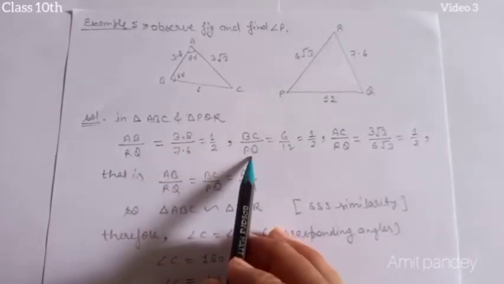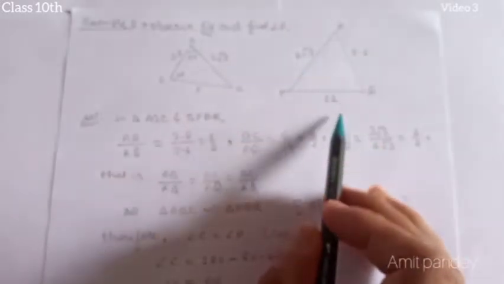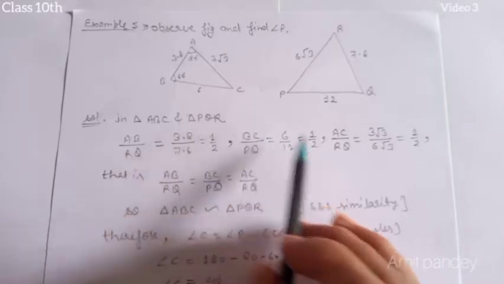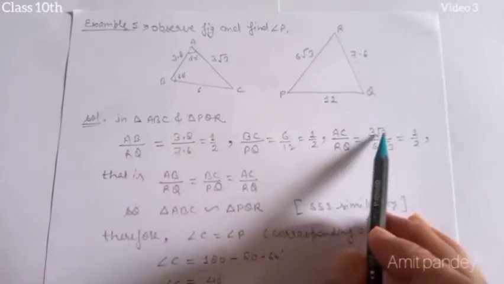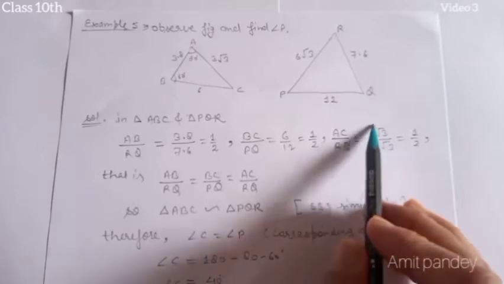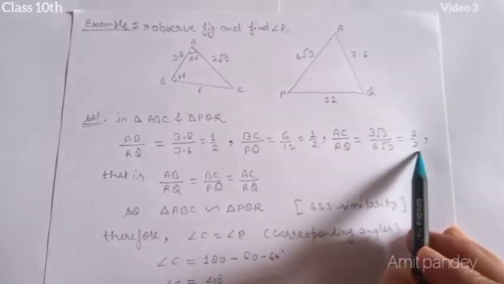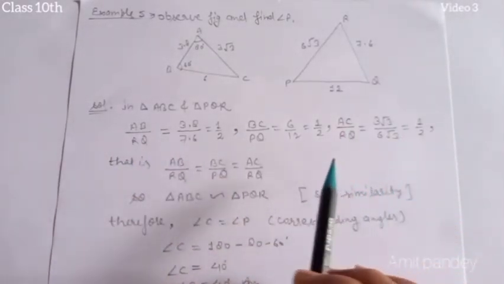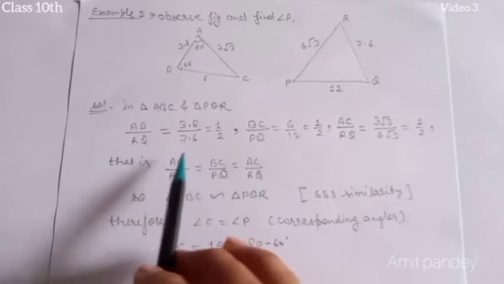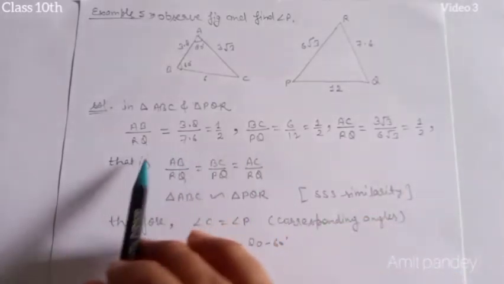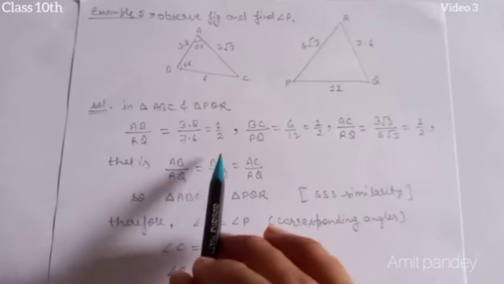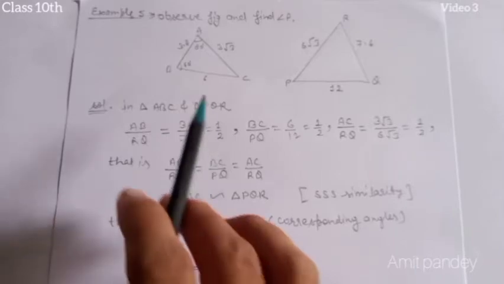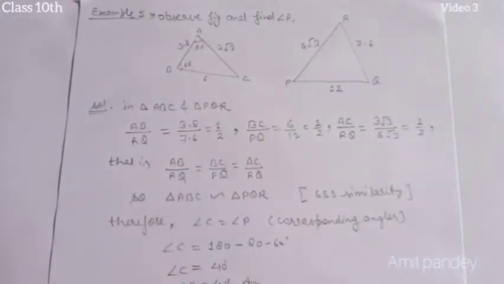Similarly, BC upon PQ is 6 by 12. After dividing we obtain 1 upon 2 here. And now the third is AC upon PR, which is 3√3 upon 6√3. It cancels, 3 twos are 6, so the ratio we obtain here is 1 upon 2. Now students, we obtain that the ratio of all sides is equal. AB upon QR is equal to BC upon PQ is equal to AC upon PR. Hence triangle ABC is similar to triangle PQR.